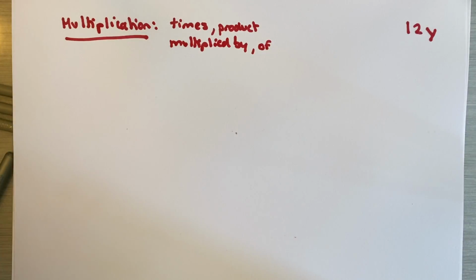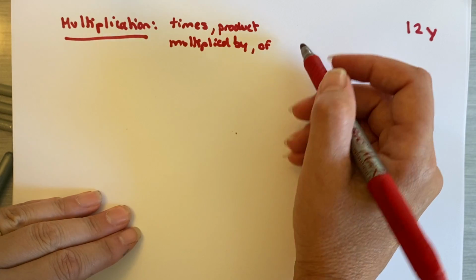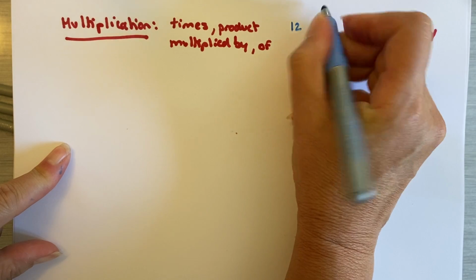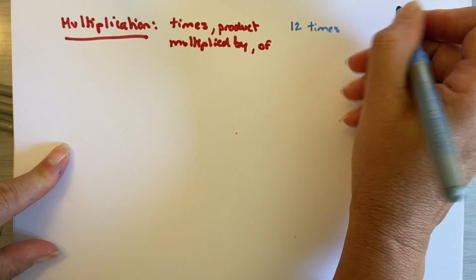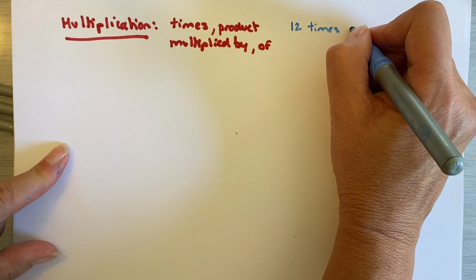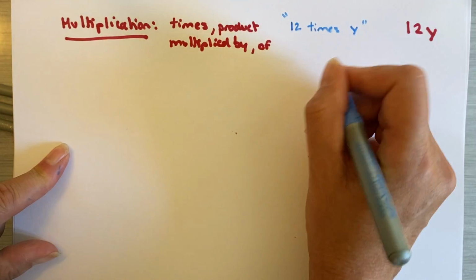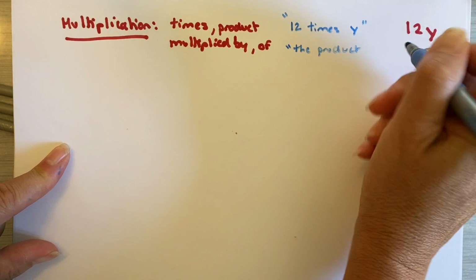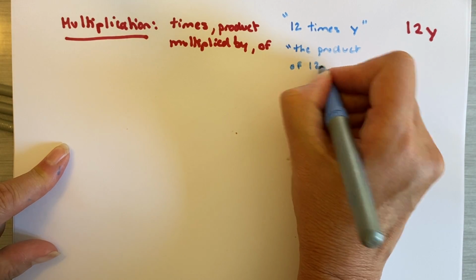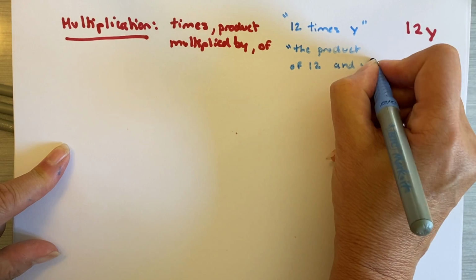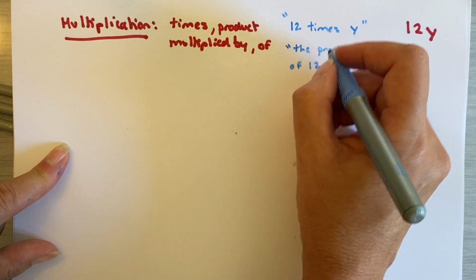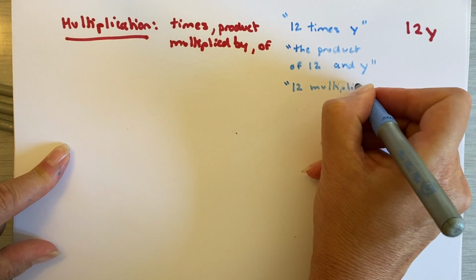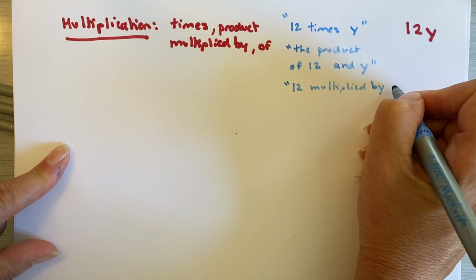So how does that apply here? Let me just change colors. 12 times, and the book says a number, but you get it, 12 times y. The product of 12 and y. 12 multiplied by y.